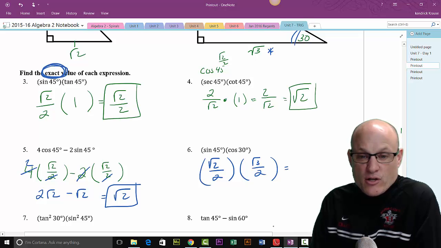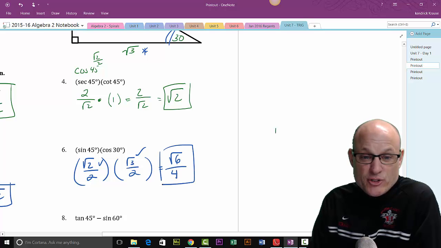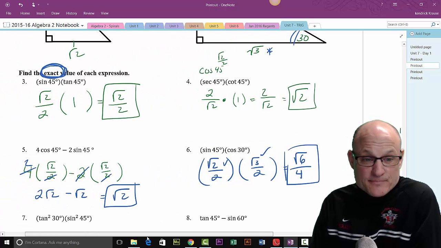And something you all seem to struggle with. When you multiply radicals, you multiply the numerators. And since these are both in radicals, I can multiply them together. I get the square root of 6 over 4. This can't be reduced because the 6 is in a radical and the 4 is not. All right.